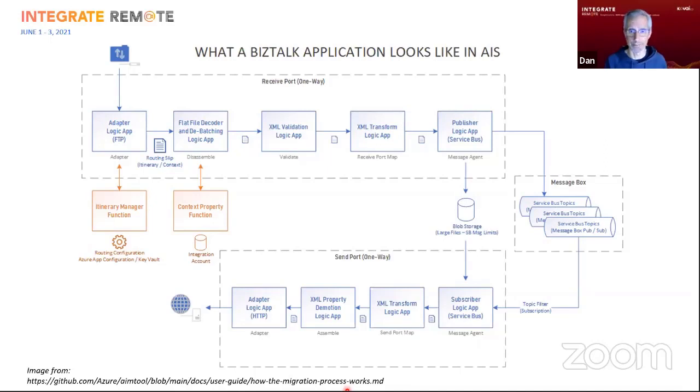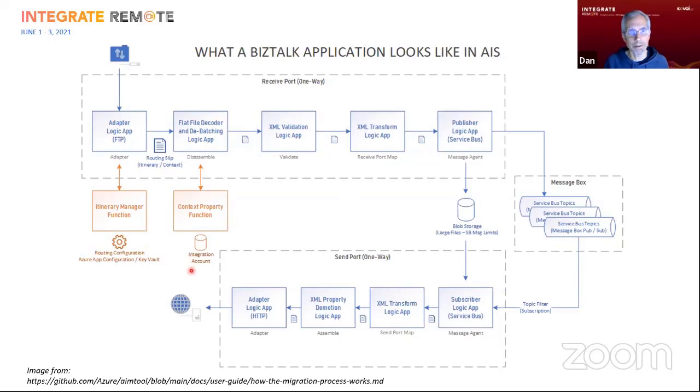It performed some logic on that, including a map, saved it to the message box, and then had a subscriber that picked it up and sent it out as HTTP. And there would be some validation and some property promotion that would be involved in that. So all the components in your receive port can be basically implemented in Logic Apps.